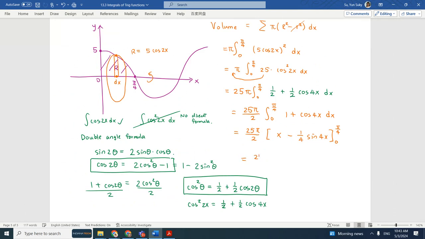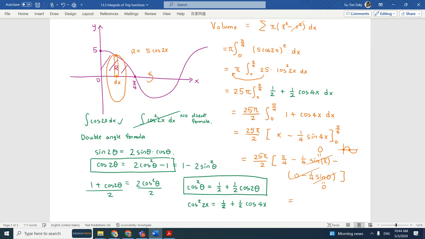Okay, finally, plug in the numbers. Plug in x is pi over 4. And do you see 4 times pi over 4? We just get pi. Yes, everybody? And minus, we plug in 0. So we have 0 minus 1 over 4 sine 0. And you know the sine function. What is sine pi? What's sine pi? 0. Yes. You see sine pi is 0. Sine 0 is also 0. So all this is gone.